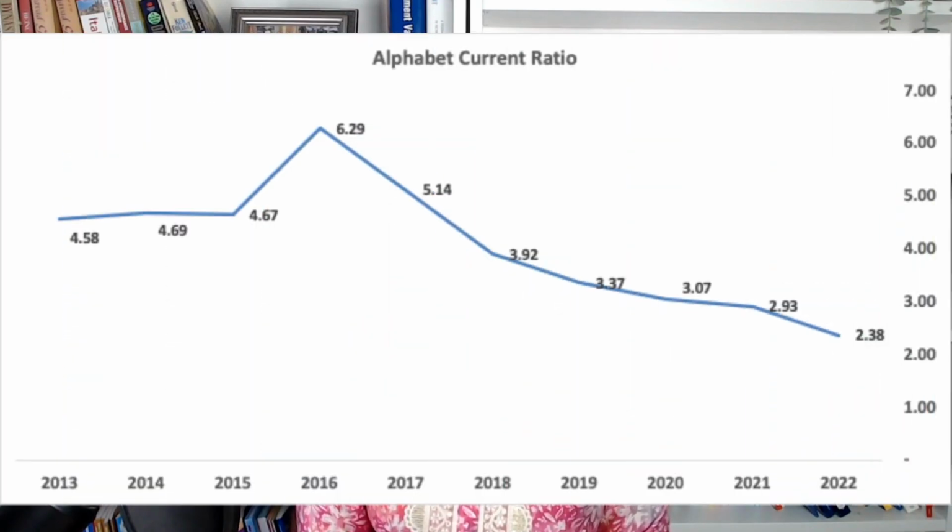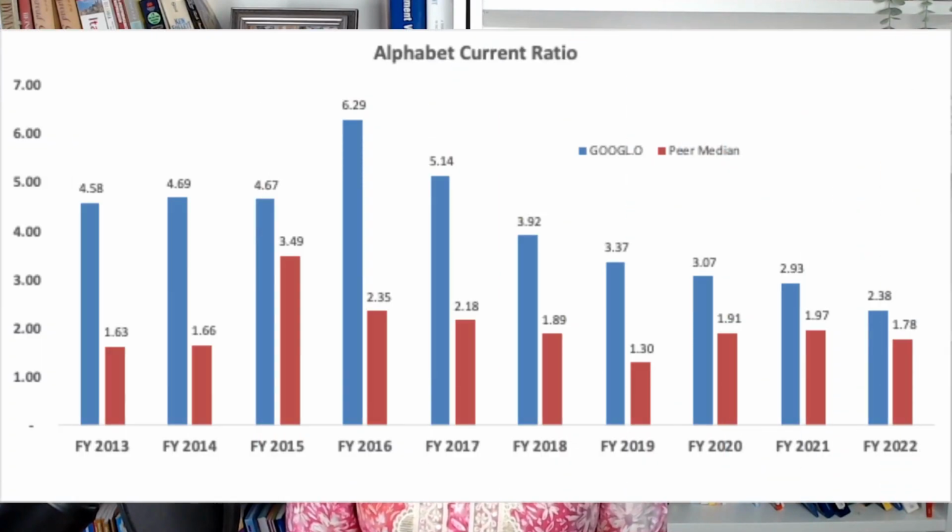This chart shows the current ratio over the past 10 years. The current ratio has decreased recently, meaning either the current assets have declined, liabilities have increased, or both, or the growth in liabilities has outpaced the growth in assets. However, it is above the median current ratio for its peer group.